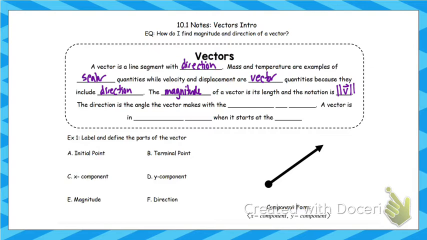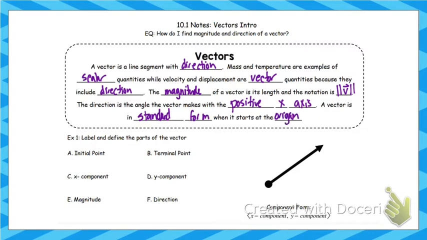We'll also find direction. So direction is going to be the angle that the vector makes. Basically, if you think about 0 degrees on your unit circle, how many degrees away we are from that 0 degree, that's the positive x-axis. So a vector is in standard form when it starts at the origin. So this is just a little bit of background about them.